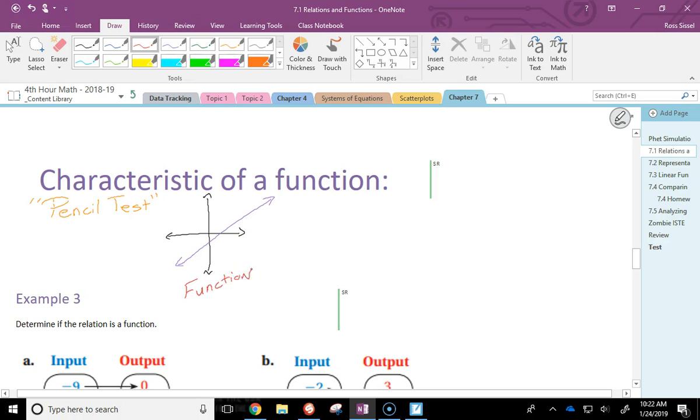So you should be writing this under your characteristics, and you can kind of draw on this. We'll do another one. When I look at this line, and I do the pencil test, yes, I want you drawing this in on yours. When I do the pencil test on this one, I'm going to see when I do my shadow across it, when it hits this point, it's also going to hit that point below. So it's hitting 2 points on this line at the exact same time. Because of that, we say this is not a function.